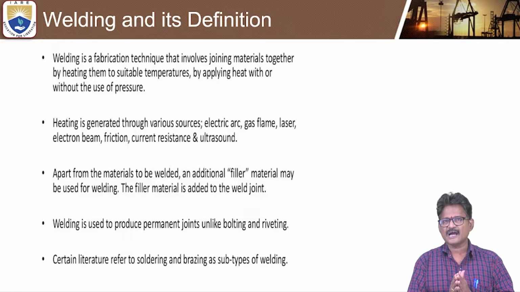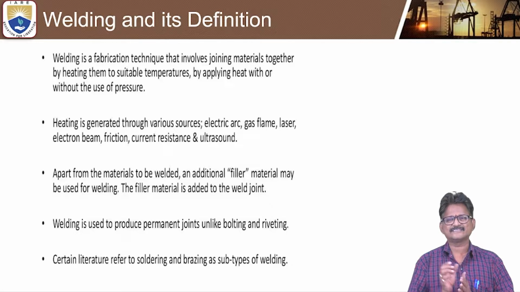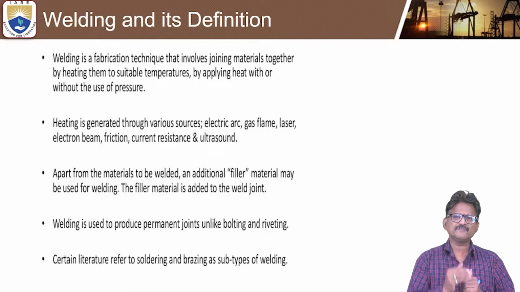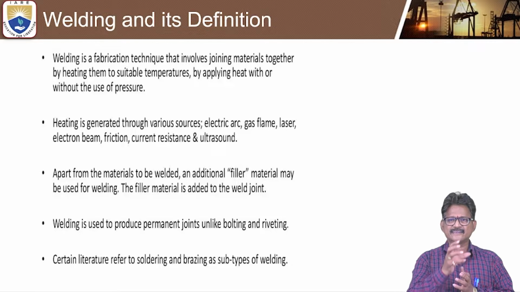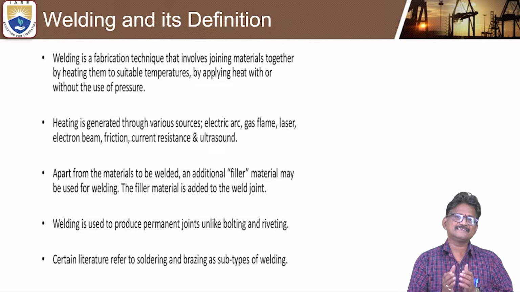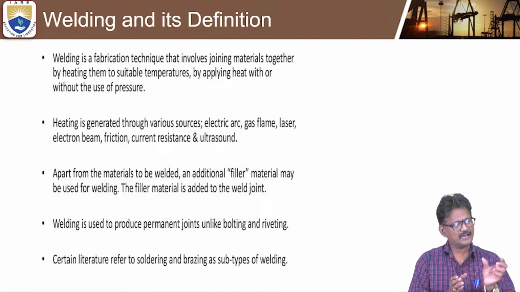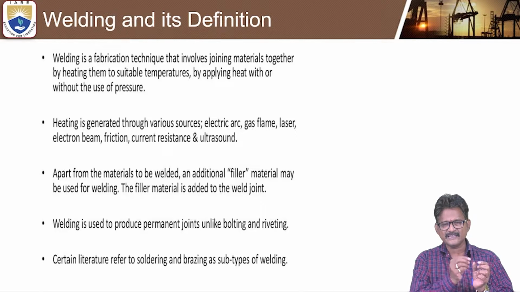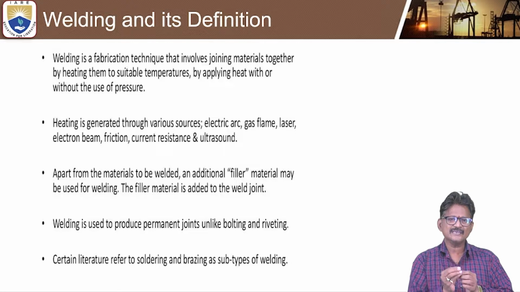Why is it called a secondary process? The primary process is metal casting, because there the component is obtained directly in its original form. In the case of welding, which you can also call a fabrication process, once you have made a component, if there is any damage, or any joining of two or more parts, you can introduce the secondary process called welding or fabrication.